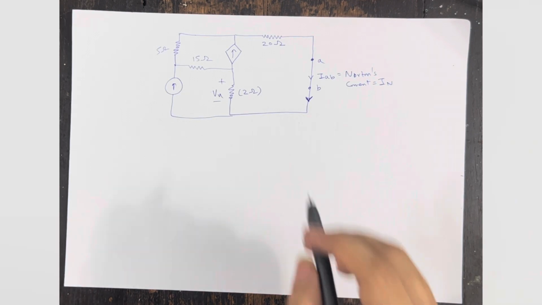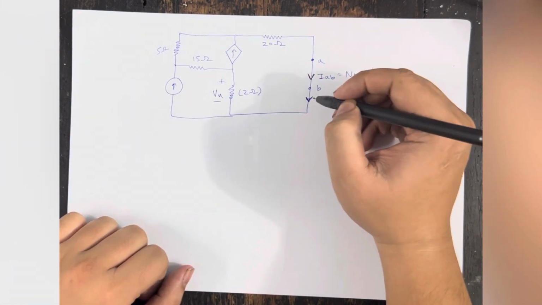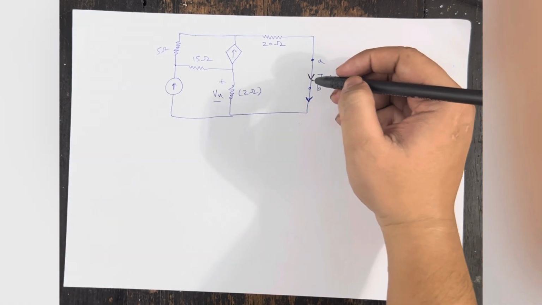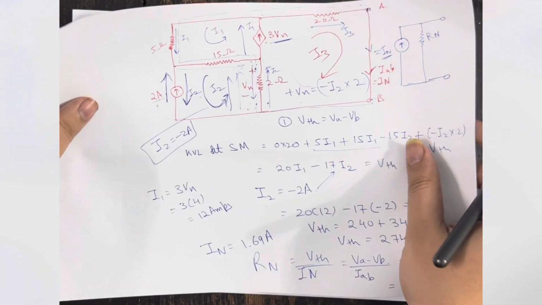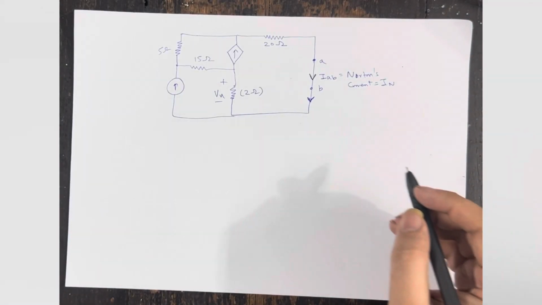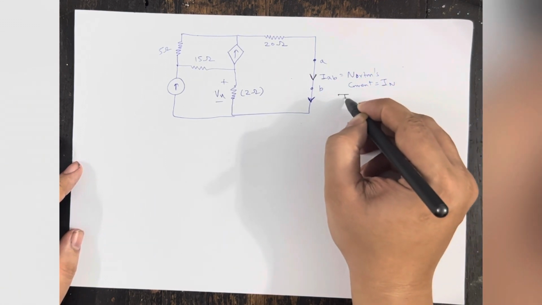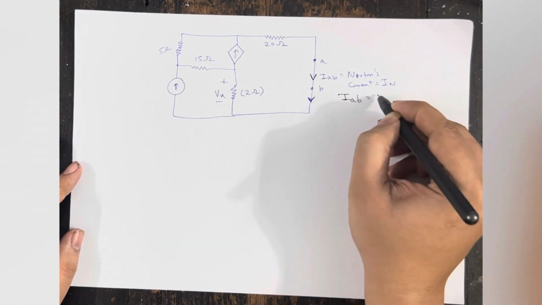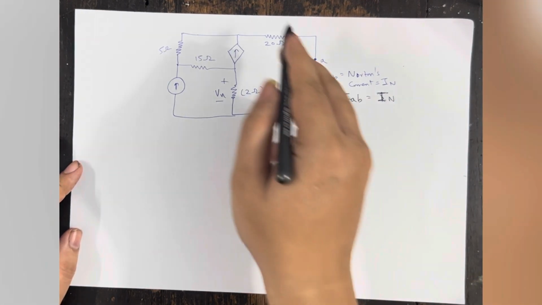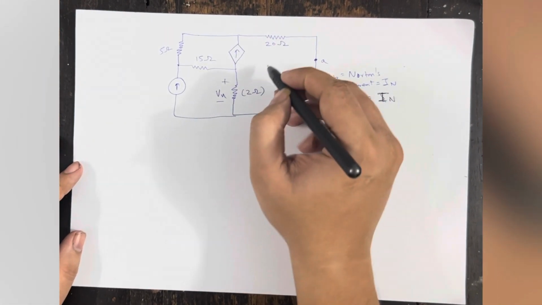So now we have already drawn the circuit again, and we have short circuited the point A and B, as we already discussed in this point. In the same circuit, we have just short circuited these two terminals in order to find the value of IN, which is equal to IAB. Okay, IAB equal to IN. So how to find the value of IN? We will use KVL first.